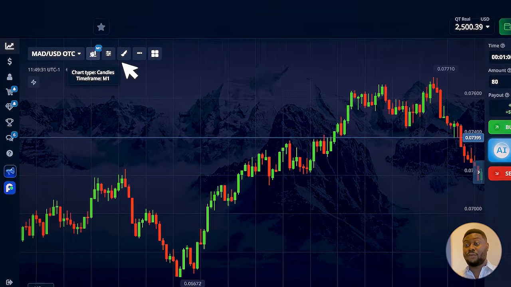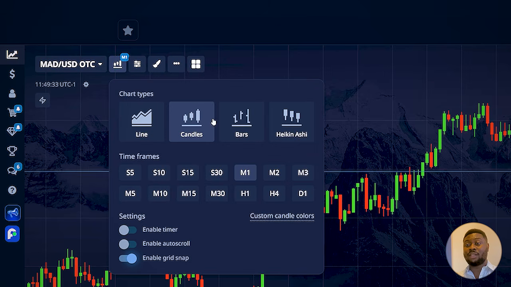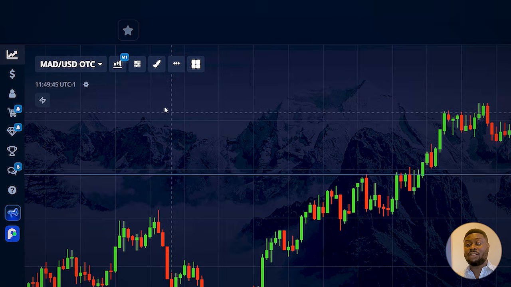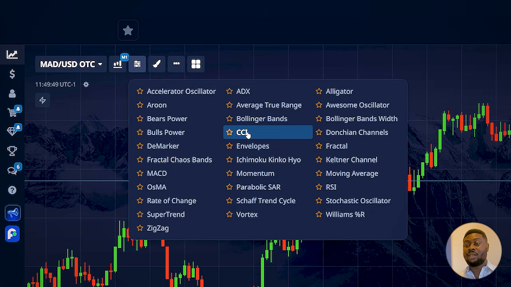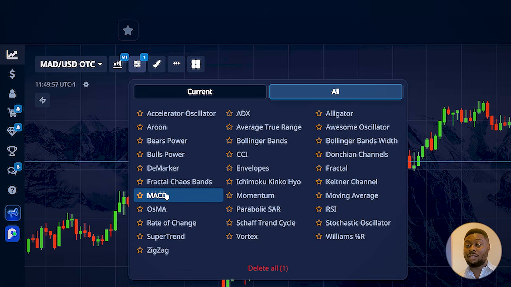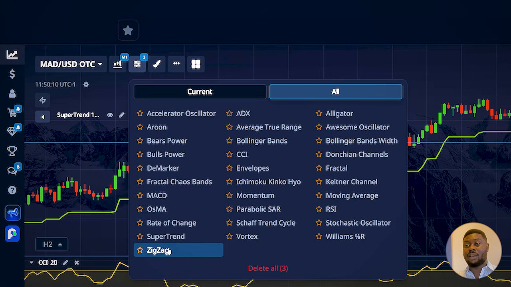Let's set up the account for work. I'll use the candle chart type, leaving the time frame at 1 minute. Now you need to turn on the indicators. In the indicator section, I'll select CCI, MACD, Super Trend, and Zigzag. Now let's set up the indicators.